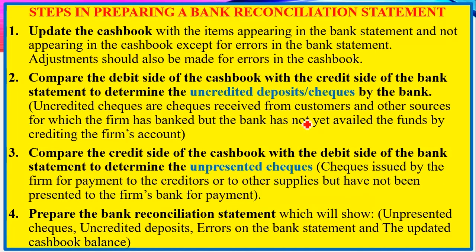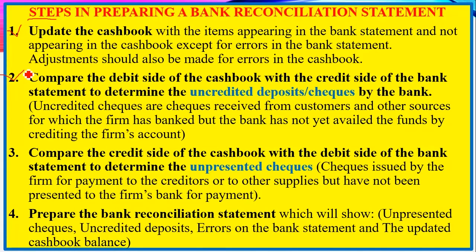Now, after understanding that, let's look at some steps in preparing a bank reconciliation statement. We have 4 key steps that if you follow them keenly, you will prepare your bank reconciliation statement with ease. Step number 1, update the cash book. What we mean by this, we have those items that are in the bank statement but are missing in the cash book. Identify them and put them in the cash book. When you put them in the cash book, you will have updated the cash book.